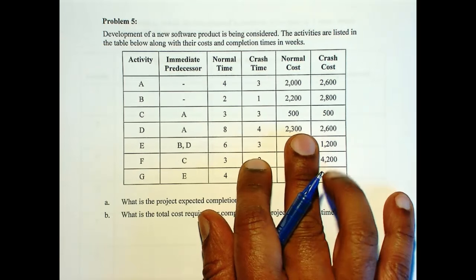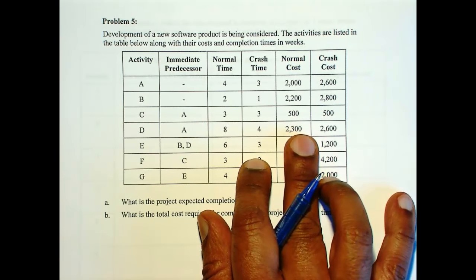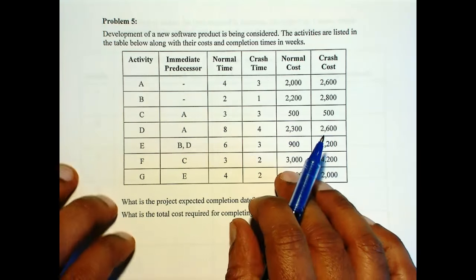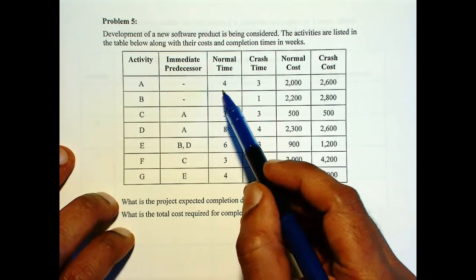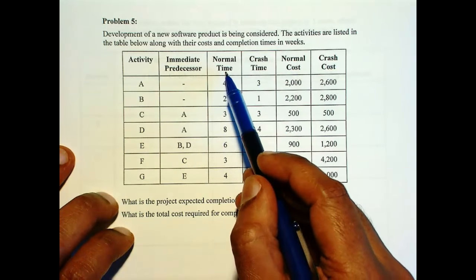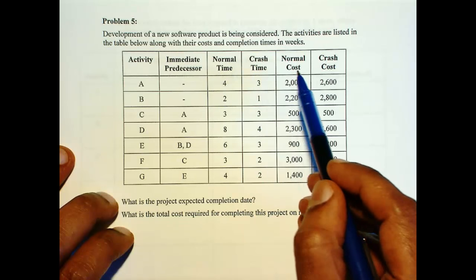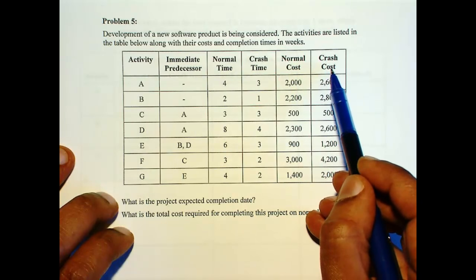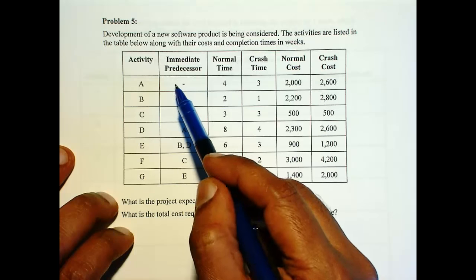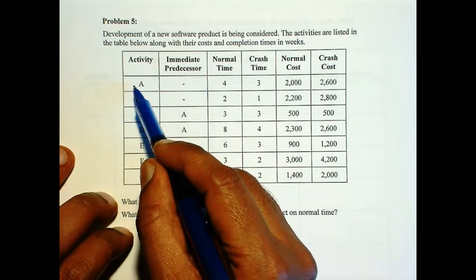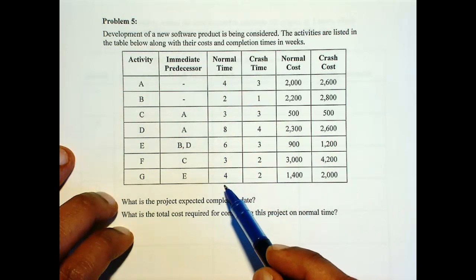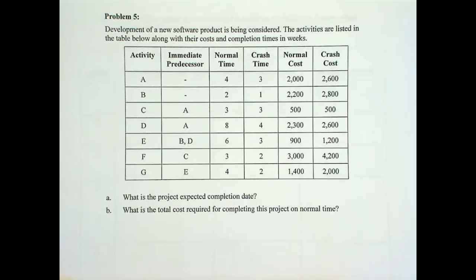Problem number 5, we're going to do some crashing in this example. To do crashing, we need 4 columns of data: normal time, crash time, normal cost, crash cost. Now we need to start with drawing the network, using the normal time to find the project completion time.